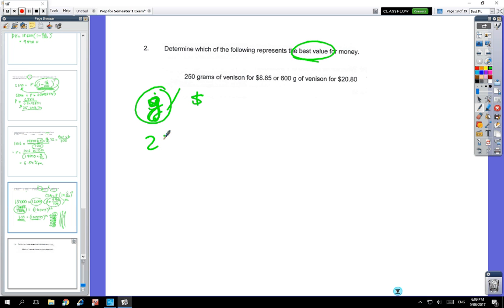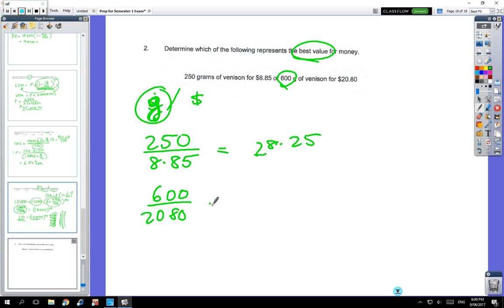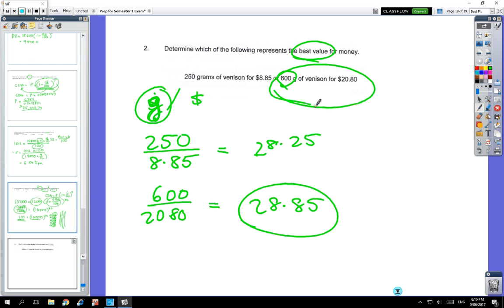So we're going to get the first one. We've got 250 over 8.85. So 250 divided by 8.85 equals, as a decimal, 28.25. And the next one is going to be 600 over $20.80. So 600 divided by $20.80 equals, as a decimal, 28.85. So you want to get the most grams, so that's the most grams. 28.85 is better than 28.25, so that is the better deal.